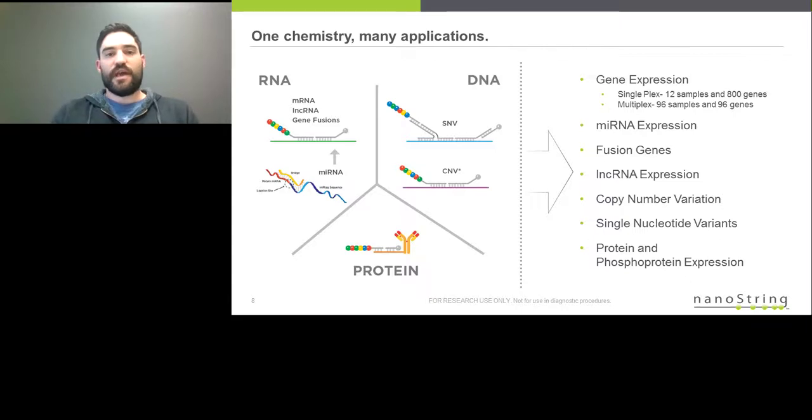And since it's nucleic acids, you can look at a lot of different things. I'm going to focus on messenger RNAs right here, but we can also look at long non-coding RNAs and gene fusions. We have a microRNA assay. We can look at DNA, so we can look at single nucleotide variants and copy number variants. And at the bottom here, we also have protein assays. We can actually conjugate oligos to an antibody and use that as a surrogate to measure protein. Again, the focus of this talk is going to be messenger RNAs. So that's a quick overview of what NanoString does right now.